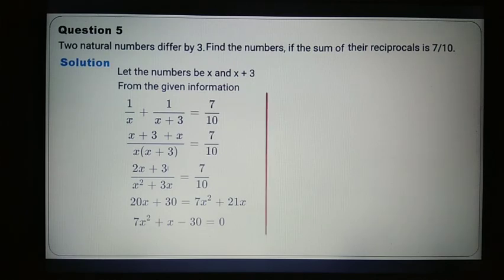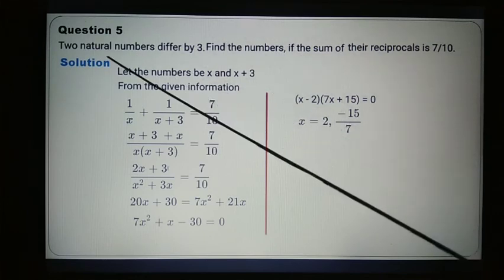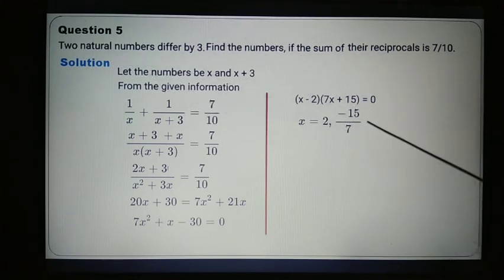Okay, so I don't have space here, I'll do my work here. Now if I use factorization, middle term factorization, then I'll get this much, and from here the value of x is going to be 2. Okay, now since the numbers are natural here, obviously this has to be discarded, right? This is not a natural number, this is a fractional number, and on top of that it is negative, so that's why we'll discard this number. So that's why the value for x is going to be 2.